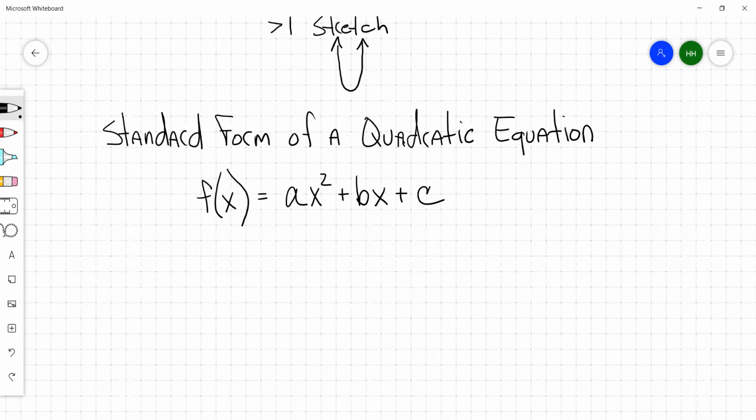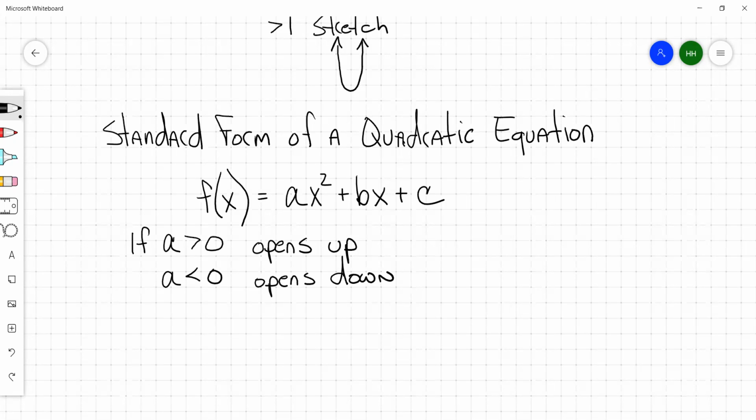We're going to say if a is greater than 0, all right, graph opens up. And if a is less than 0, which would be a negative, the graph opens down. All right, opens up would look like this. Opens down would look like that.